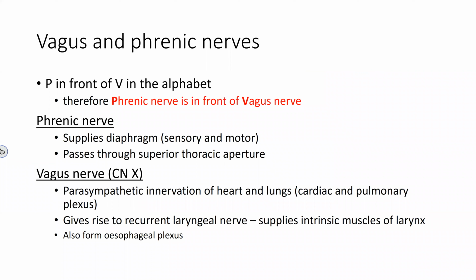So a way to remember where the vagus and phrenic nerves are is that P is in front of V in the alphabet. Therefore, the phrenic nerve is in front of the vagus nerve. And the vagus nerve just does the parasympathetic innervation of the heart and the lungs. And again, it gives rise to the laryngeal nerve.